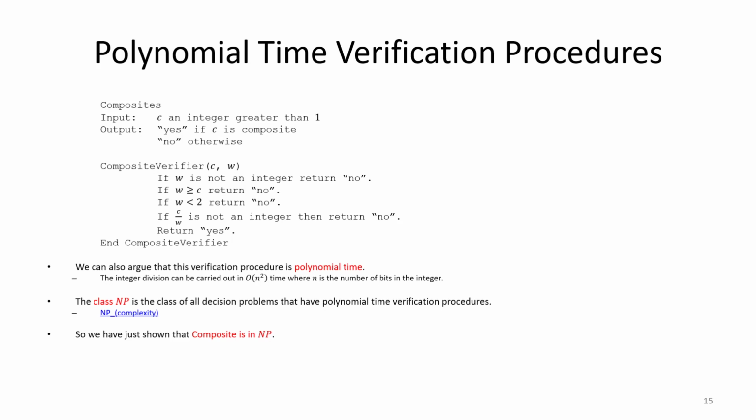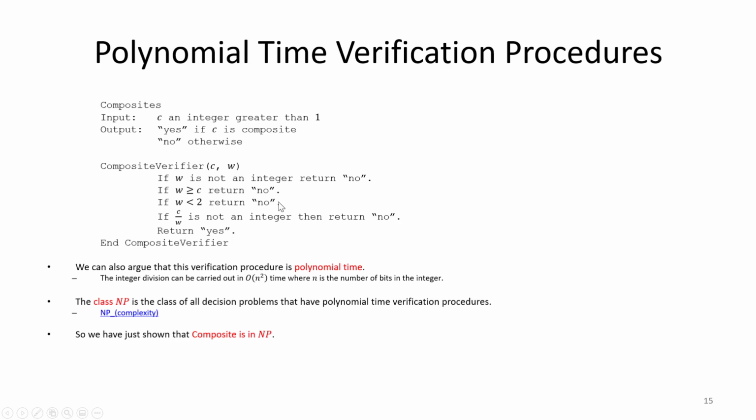This idea that we've just come up with here, these verification procedures, I mentioned that this was intended to model non-determinism, and so I'm going to say here that we can now define our next complexity class, which is NP, which is going to be all decision problems that have polynomial time verification procedures.